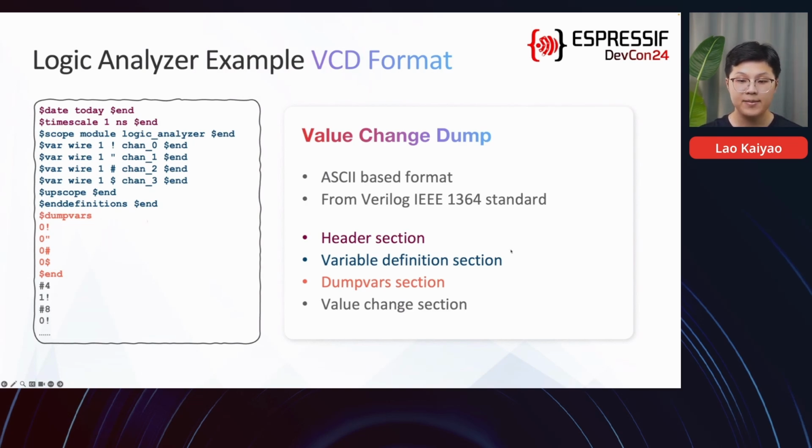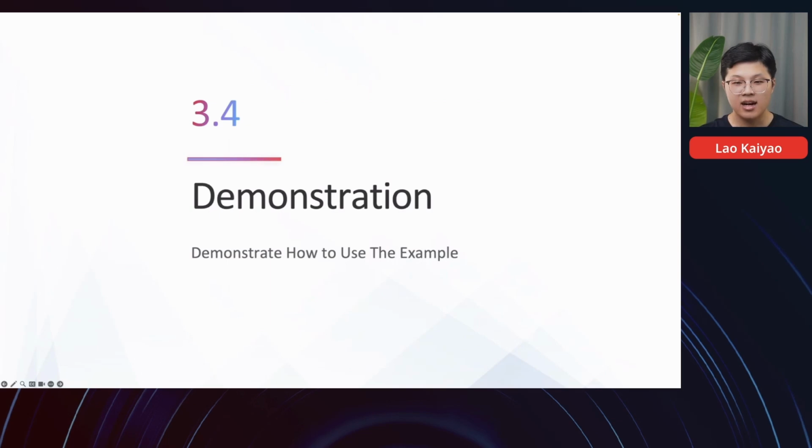And lastly, the value change section, which records the value change at a specific time point. Like here, the channel changed to 1 at the 4th point and changed back to 0 at the 8th point. Basically, it is a simple format, right? Talk is cheap. Let's watch a demonstration video.